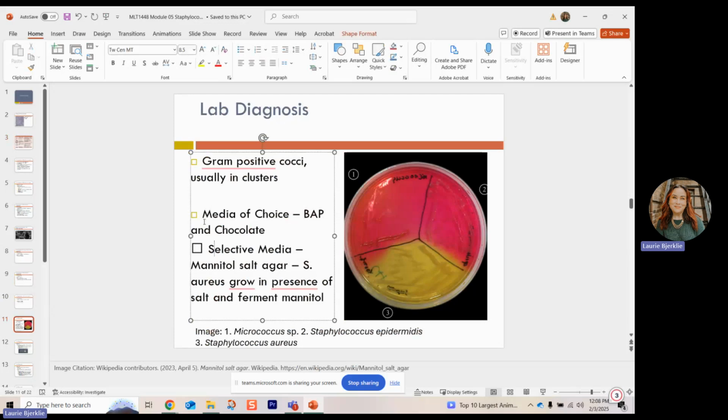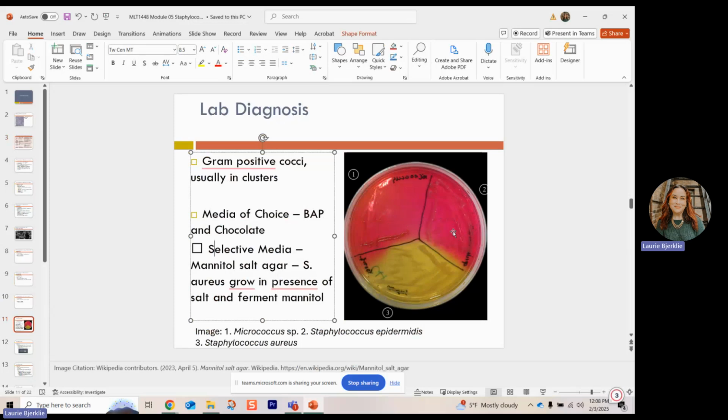So Staph aureus loves to grow in the presence of salt and ferments what we call mannitol, which is a sugar. Because it can ferment that mannitol, it will look like a yellow colony when it grows on that mannitol salt agar. Anything else that tends to grow on mannitol salt agar will not be yellow, does not ferment mannitol. So they will be regular colored. They'll leave it red.